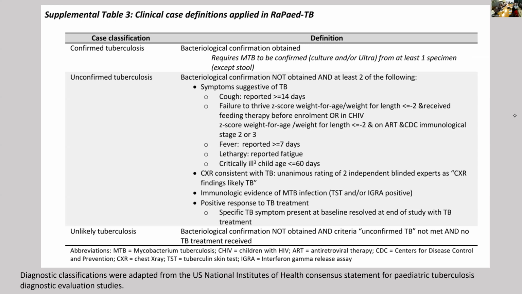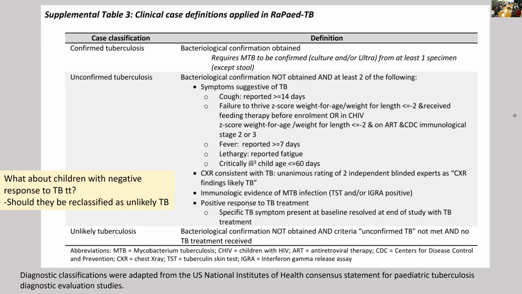But the only problem is, what about the children with a negative response to TB treatment? Here you can see unconfirmed tuberculosis. They have a positive response to TB treatment, but they have not mentioned what will happen to children who didn't respond. Would they be classified as unlikely TB or were they just eliminated? That was not mentioned.